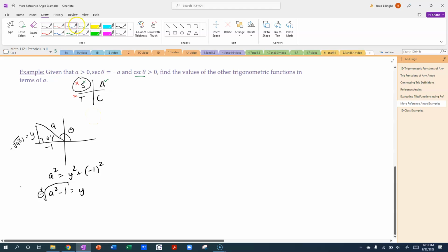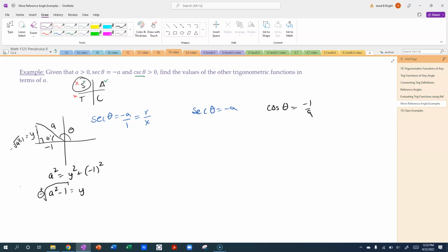And again, just before I go further, I did it mentally, I maybe didn't write it down, but secant of theta was negative a over 1, which would be r over x. Okay, so we have secant of theta is equal to negative a. That was given, right? And then I can say cosine of theta is negative 1 over a. And then sine theta, cosecant theta, tangent of theta, cotangent of theta.